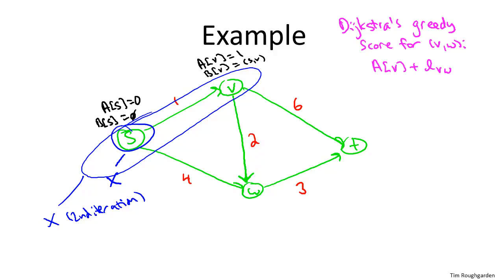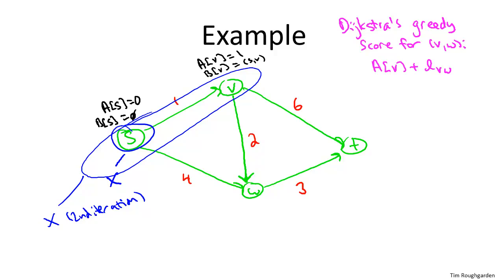So now we go to the next iteration of the while loop, with our new set capital X consisting of S and V. Again we want to look at all edges which are crossing the frontier, edges that have tail in X and head outside X. Now we see there are three such crossing edges: S,W, V,W, and V,T. All of those have the tail in X and the head outside of X. So we need to compute Dijkstra's greedy score for each of those three and then pick the minimum. Let's go from bottom to top.